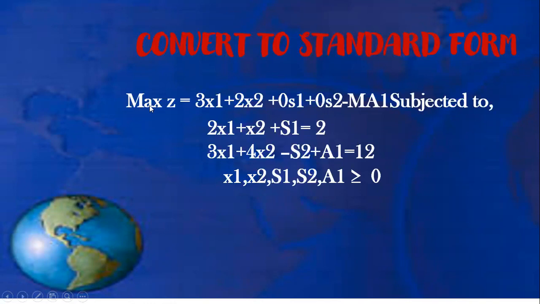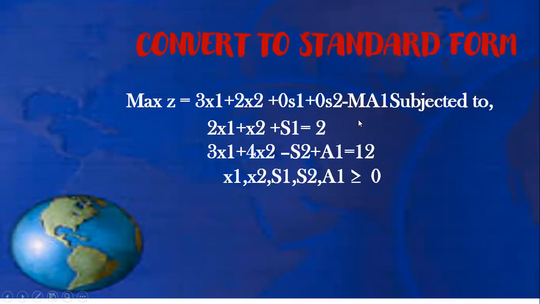So rewrite your objective function in terms of these variables. Whenever the slack variable and the surplus variable are included, the coefficient will be 0. And for the artificial variable, it is always minus M. So we have rewritten the objective function in terms of x1, x2, s1, s2 and a1.